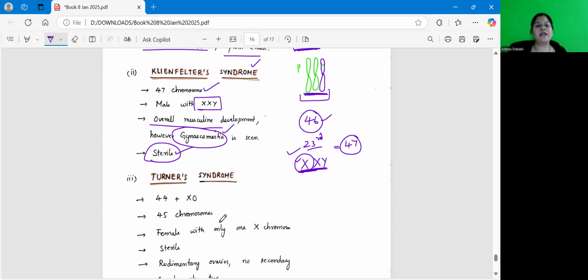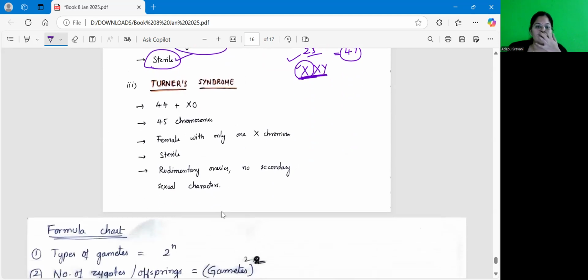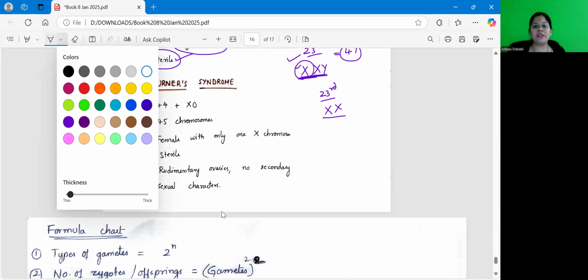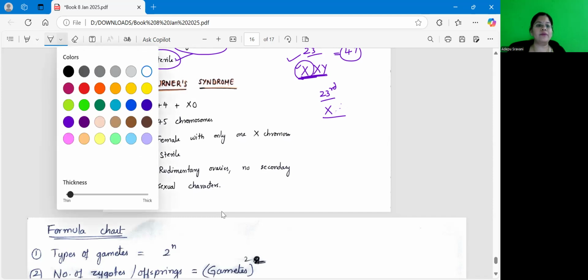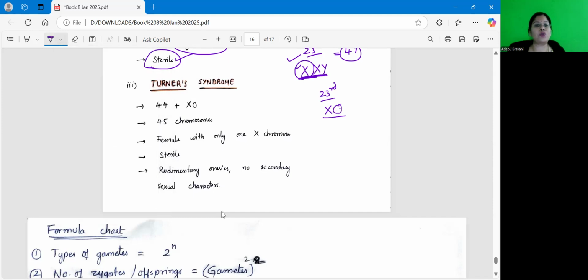Next comes your Turner syndrome. Turner syndrome is seen in females. Females again, 23rd chromosome, we have X and X. So two X chromosomes should be present in a female. But due to some condition, if the second X is lost, we have what is called XO, isn't it? We call it XO. So what will be the number of chromosomes now? Instead of 46, we will have 45 chromosomes, isn't it?